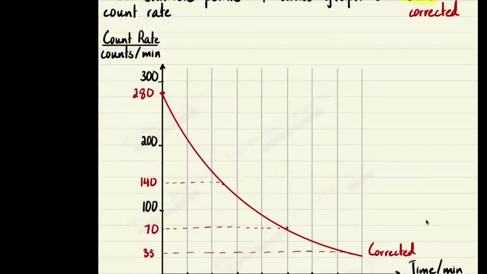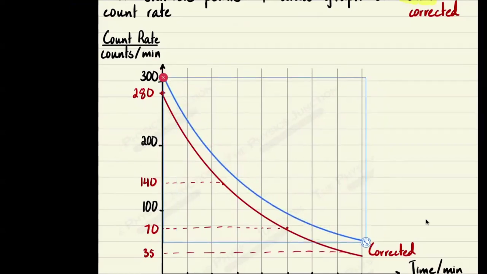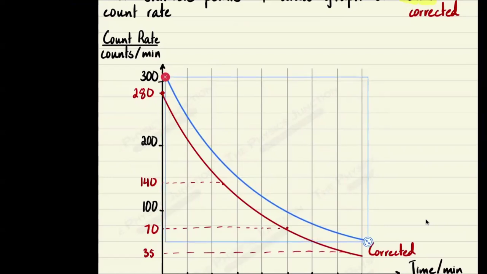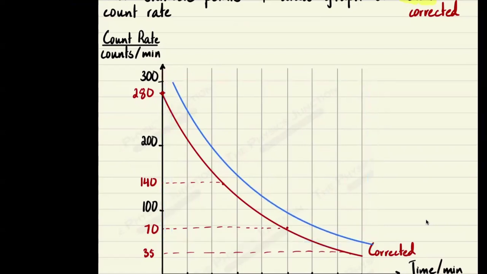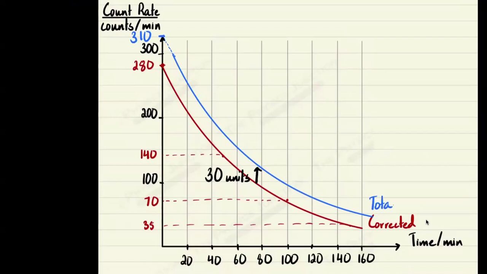So this exact curve that I have here, it's going to be the same curve, but in addition, you will also have the 30 counts from the background. So this would probably correspond to like 310 here. So it's basically the same curve, but shifted up by 30 units because of the background radiation. And this here is the total count rate variation.